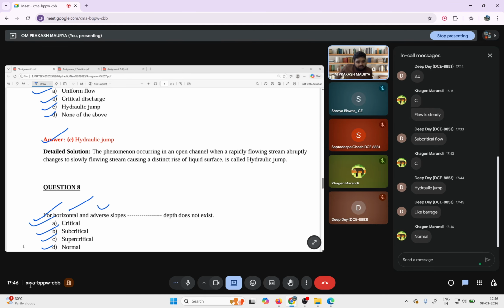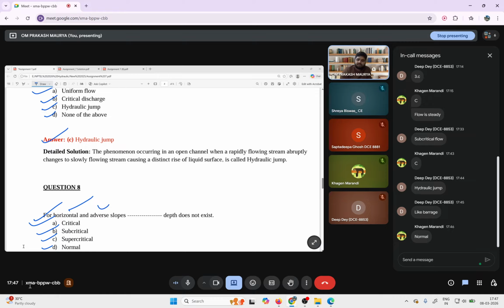So normal. Kagan is telling normal. Just assume downstream, at the location where the water falls from upstream to downstream, you can see very clearly the hydraulic jump. Hydraulic jump is nothing but the water jumping from this location to this location, that is the jump. Yes, you can observe it near the barrage.